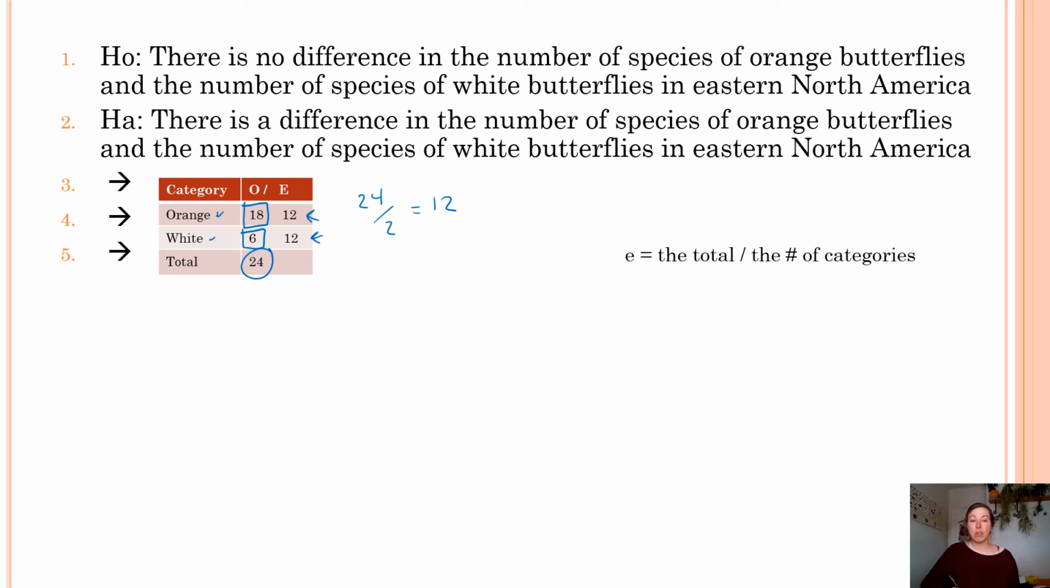Once we have these, we can calculate chi-squared. So chi-squared equals the sum of observed minus expected squared over expected. So we only have 2 pairs of numbers, so we're going to add this together twice. Observed minus expected squared plus observed minus expected squared. Both of these need to be over expected. I forgot that part.